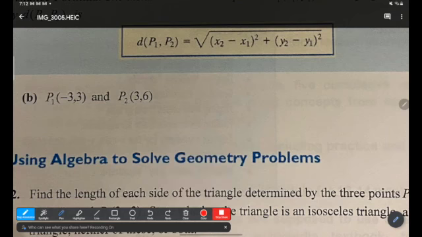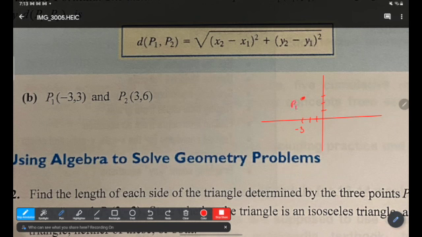All right, so we've got this question where I've got point 1 at (3, -3) and point 2 at (3, 6). So what I can do is I could go, okay, let's see, -3, 3. So let's be -1, -2, -3, and then 1, 2, 3. So right here, that's our point 1.